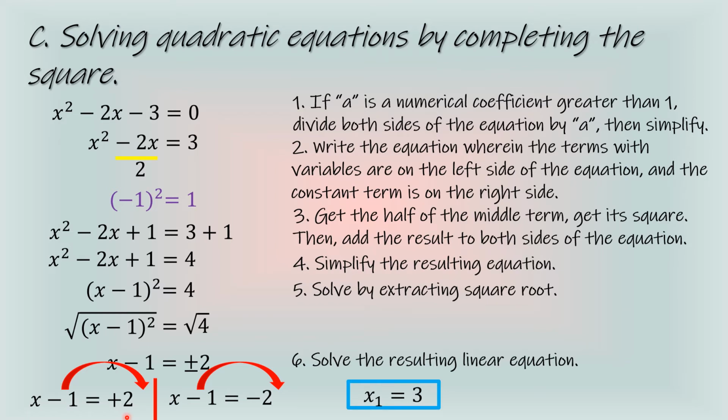So, the value of x sub 1 is equal to positive 3 because 2 plus 1 is equal to 3. Again, negative 1 will now become positive. X sub 2 is equal to negative 1. Negative 2 plus 1 is equal to negative 1. And those are the values of x for this given quadratic equation.